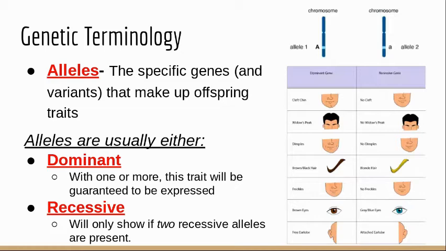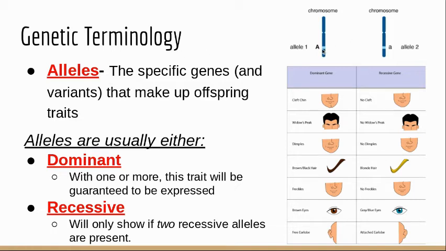Now, when we're talking about genes on the chromosomes, here we have 2 chromosomes that are dark blue. Genes are those specific parts that code for a certain trait. So the light blue part here, let's say it codes for dimples. Okay, so you're looking at this part. Now, these letters here, the capital A and the lowercase a, are known as alleles. Alleles are specific genes and their variants that make up the offspring traits.